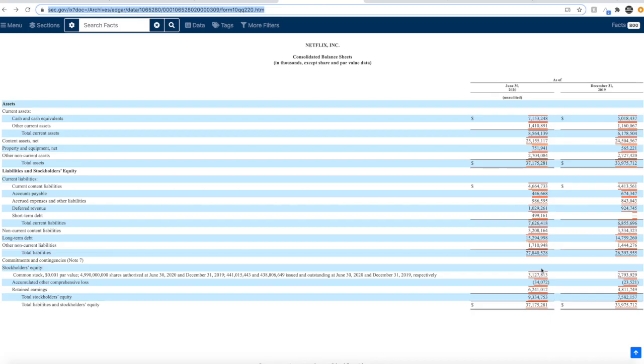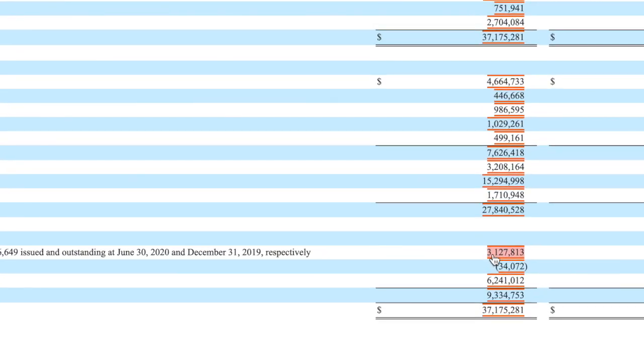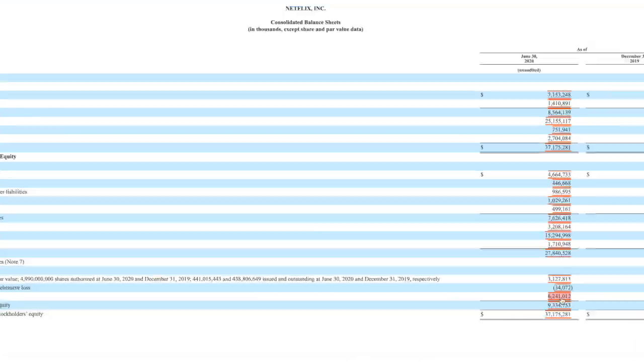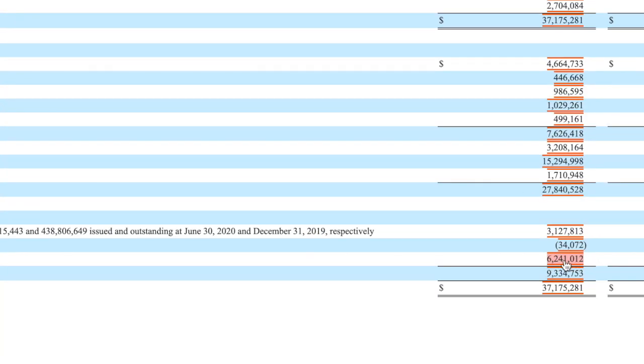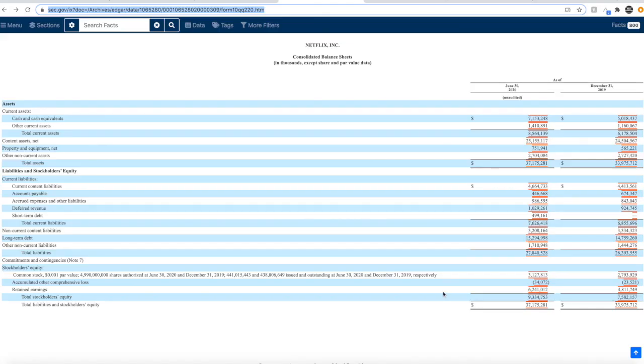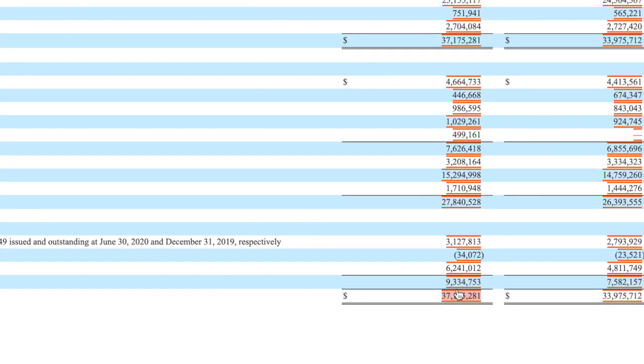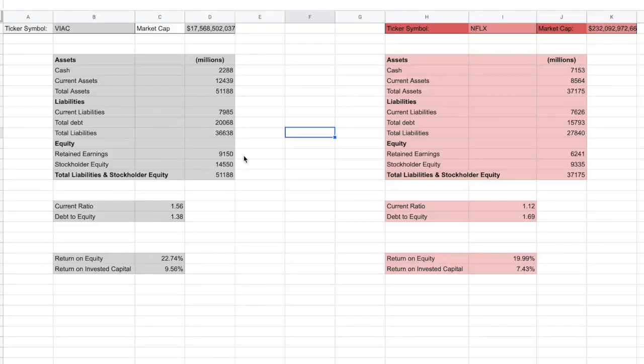From this, we can see that the business owners have contributed around $3 billion, and the retained earnings is around $6 billion. The total equity is around $9 billion, and the total liabilities plus equity is around $37 billion, which is also equal to the total assets. Now that you guys understand the basics of the balance sheet, you want to bring in the company's data into our spreadsheet so we can compare them.